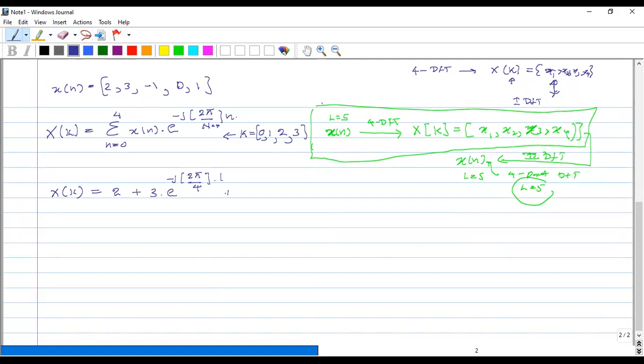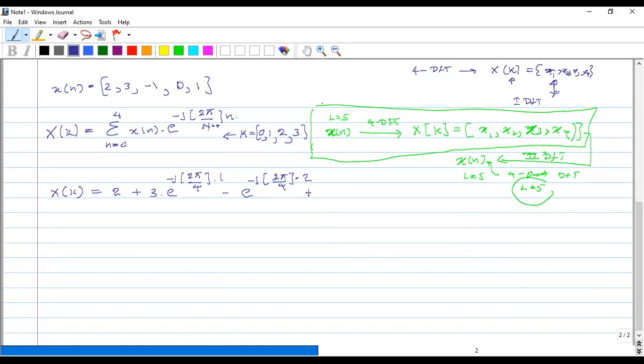So plus x[2], which is minus 1. So this sign will be minus, 1 e to the power minus j 2π by 5 k times 2. Again, there is no value for n equal to 3, we have 0 there, so I'm not going to write the 0 there.